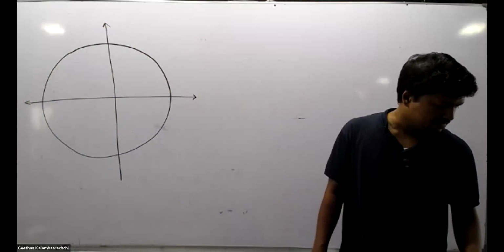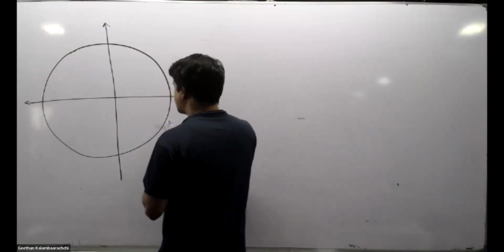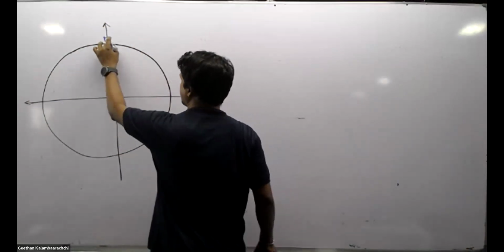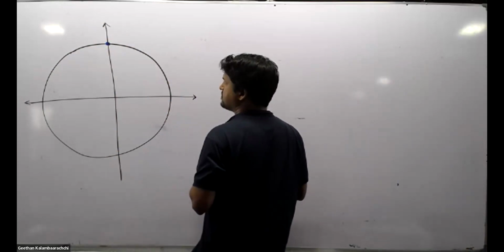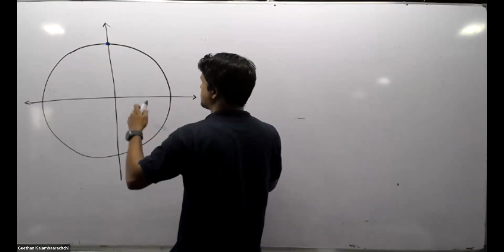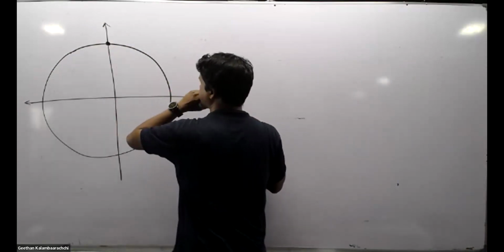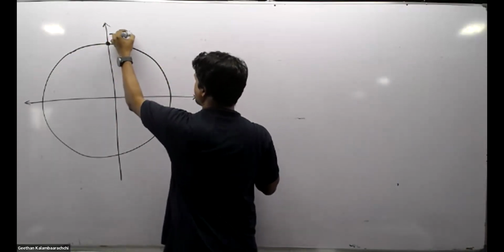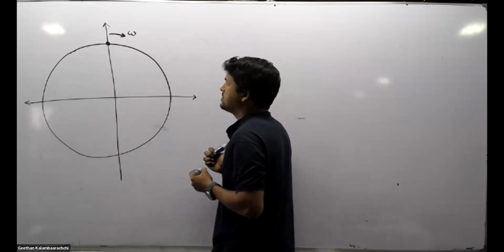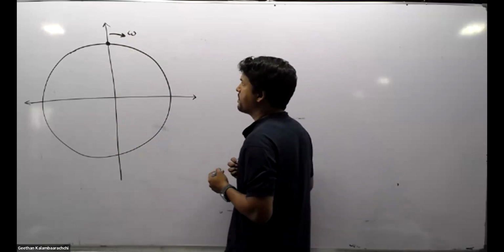So we have an object which goes in a circle. This is the object that goes in a circle, and it goes with a constant angular velocity of omega, right?